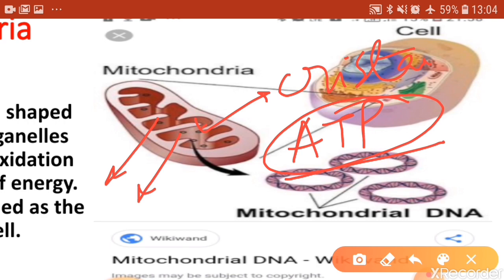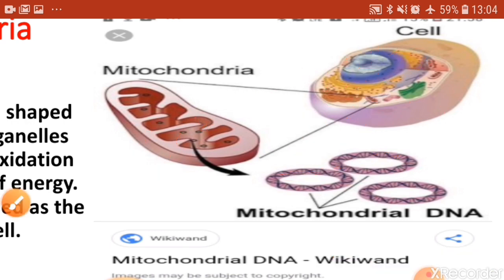Not just the mitochondria, the plastids are also bounded by two membranes, about which you will be learning. The organelles that I have discussed earlier, that is the endoplasmic reticulum, the Golgi bodies and the lysosomes, are bounded by one membrane, but mitochondria and plastids are bounded by two membranes.